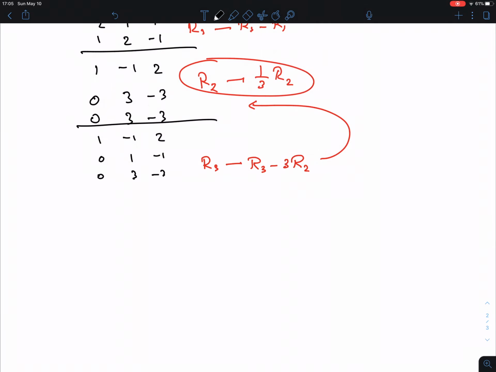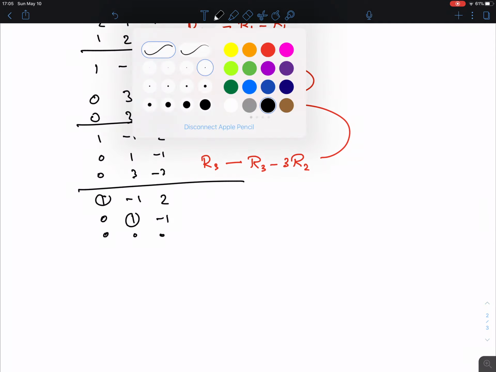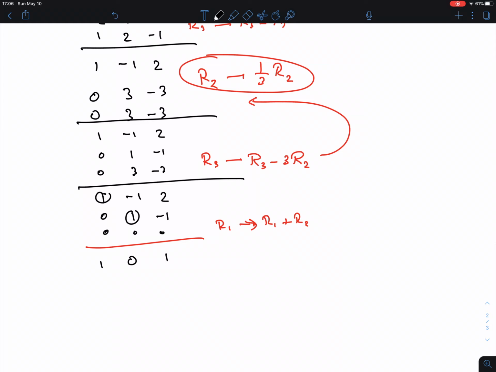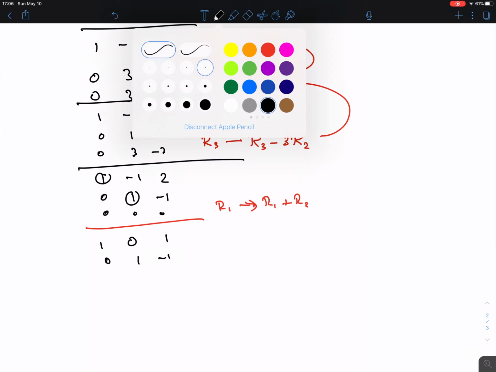So, going back to what I'm doing, now I get 0, 0, 0 here. Okay, we have our pivots, but we need a 0 on top of the second one. So we're going to do one more operation, row 1 plus row 2. We now get 1, 0, 1. And then we get 0, 1, negative 1, and the rest is zeros, so I will not write those.